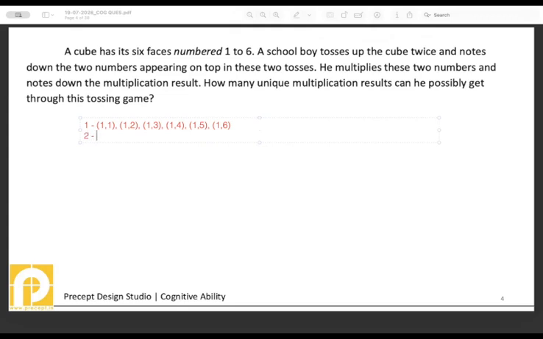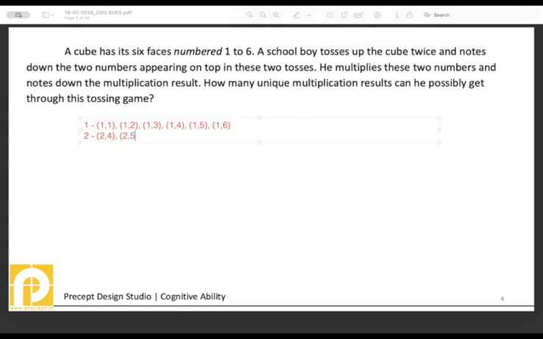Now we move to the second number. In 2, 2 into 1 is already taken care of. 2 into 1 is 2. 2 into 2 is 4, which is already taken care of here. 2 into 3 is 6, already taken care of here because 6 comes here. So we go directly to 2 into 4.